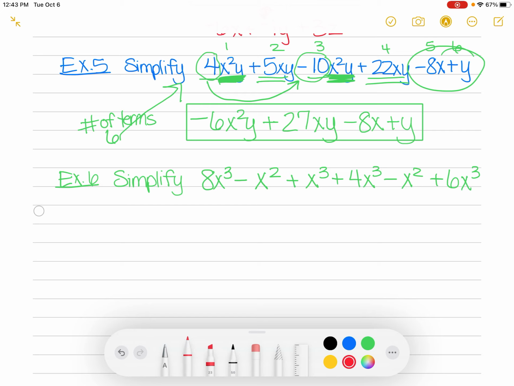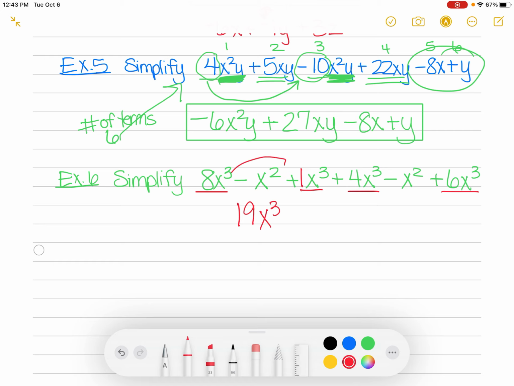It's not just 2 of them. So we have x cubed here, an x cubed here, an x cubed here, an x cubed here. So I have to put all of those together. So I have 8 plus 1 plus 4 plus 6. So that's 9 plus 4 more is 13 plus 6 more is 19x cubed.